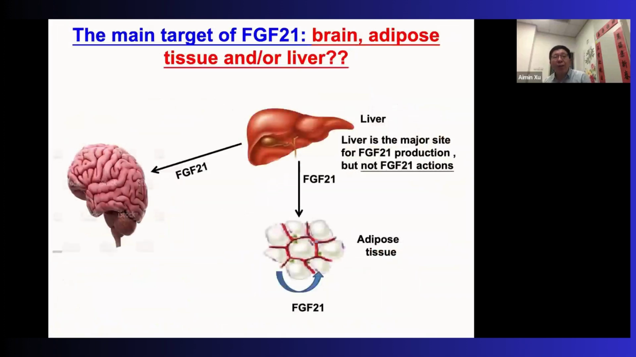So, what is the main target tissue of FGF21? Is it the brain, adipose tissue, or liver? Our laboratory and others have shown that the liver, although it is a major site of FGF21 production, is not a site of FGF21 action, because the main receptor, FGFR1, is not expressed in liver tissue. So we find that adipose tissue is the main target tissue of FGF21.